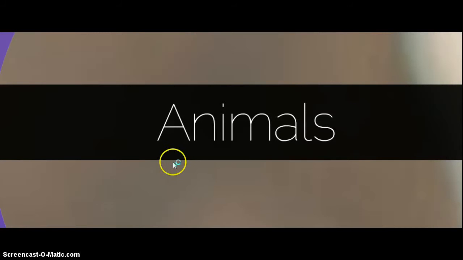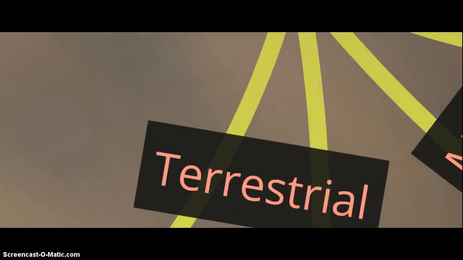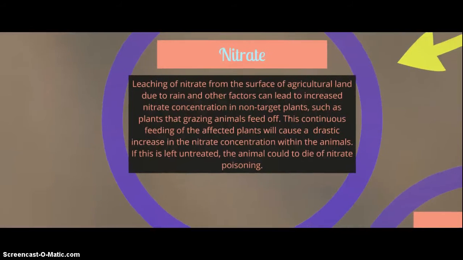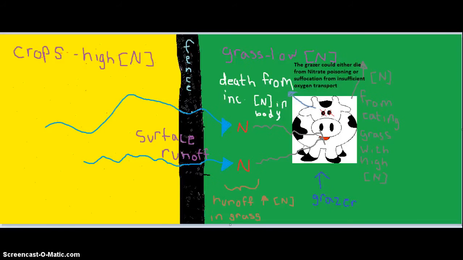Alright, so let's move on to how excess nitrogen is going to affect animals. Beginning with terrestrial animals, we're going to talk in terms of nitrate and also nitrite. I have a drawing here, so let's just run through it. You have crops over here with a high nitrogen concentration, and then grass over here with a low one. Let's see how nitrogen can get from over here to over here.